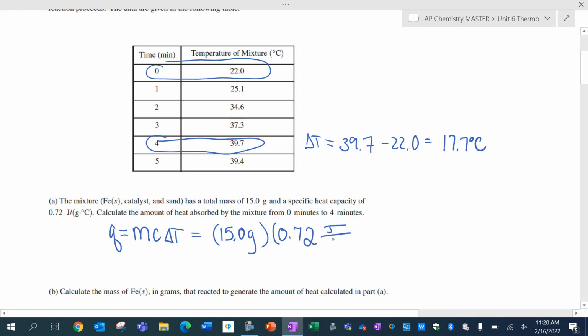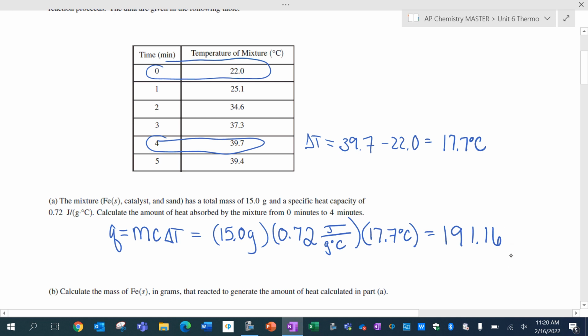Notice how this specific heat is relatively low compared to the aqueous reactions we've done, where we use the specific heat of water, which is pretty high. But this is sand, which has a much lower specific heat, 0.72. And then my temperature change is 17.7 degrees Celsius. If I stop and plug this into my calculator, it's 191.16. What are my units?